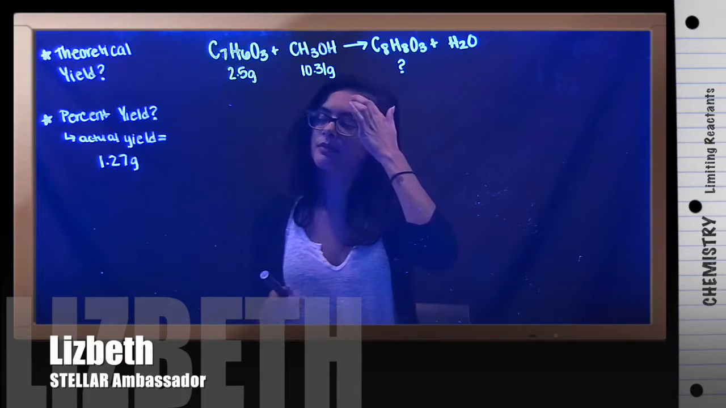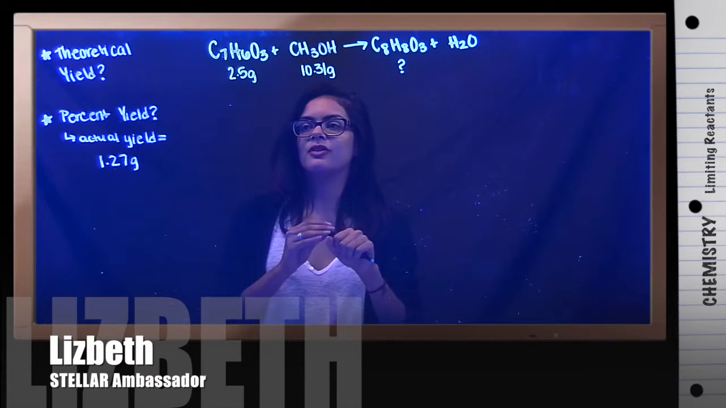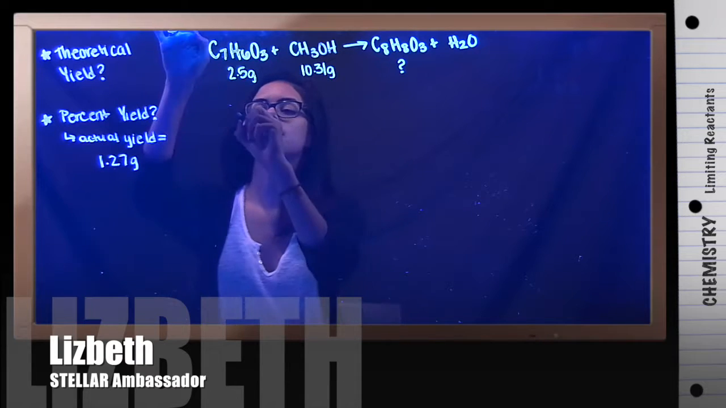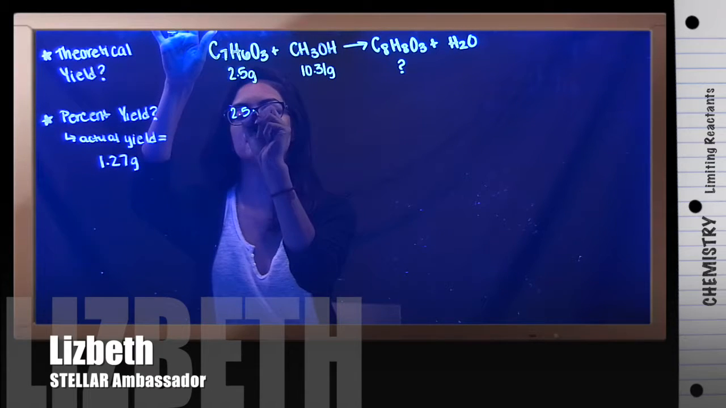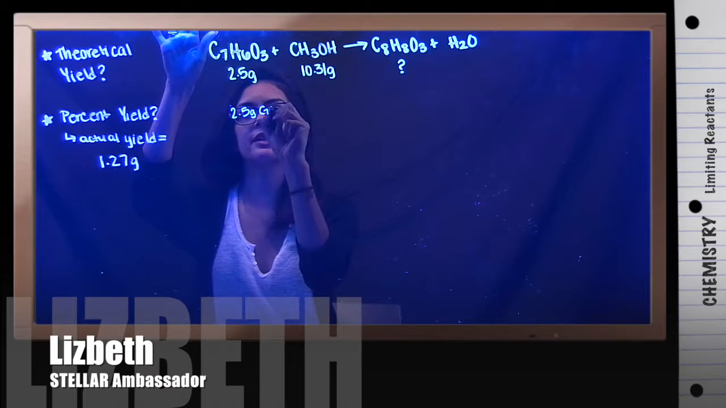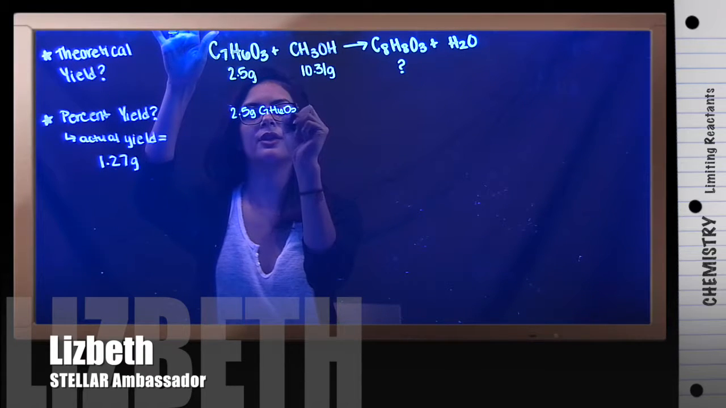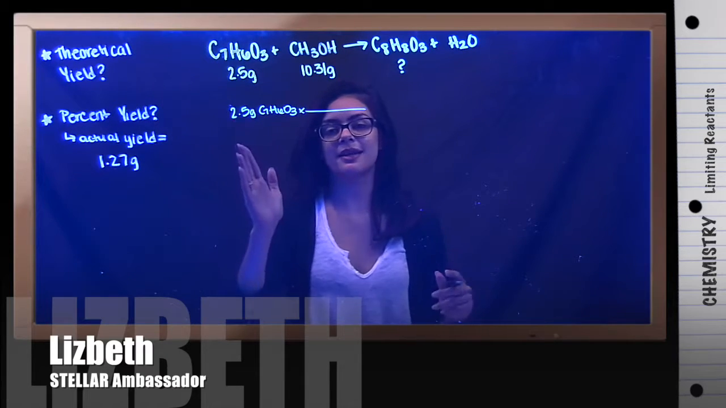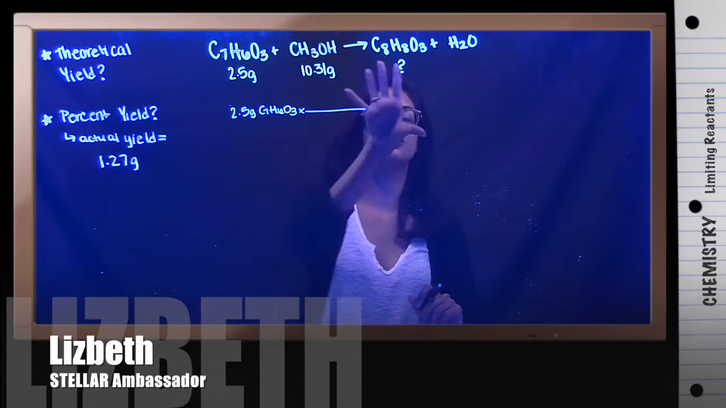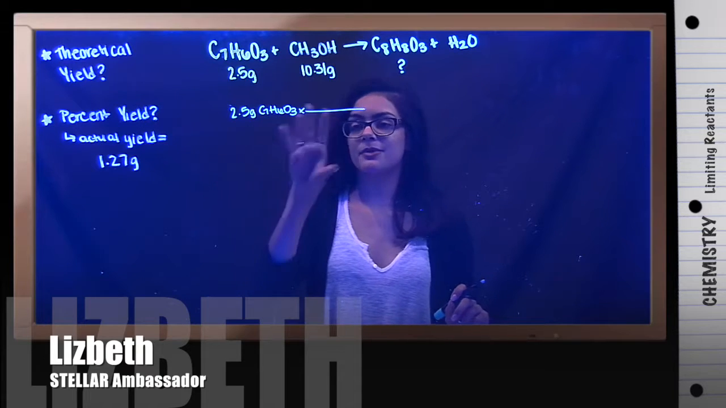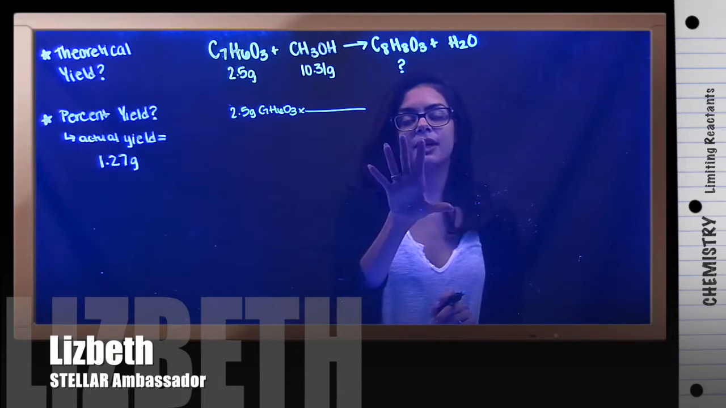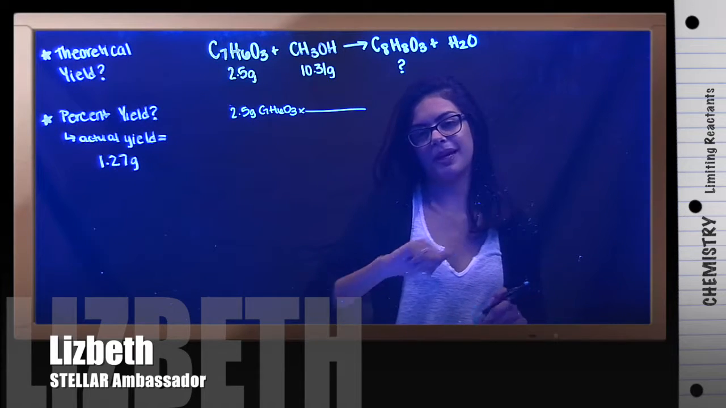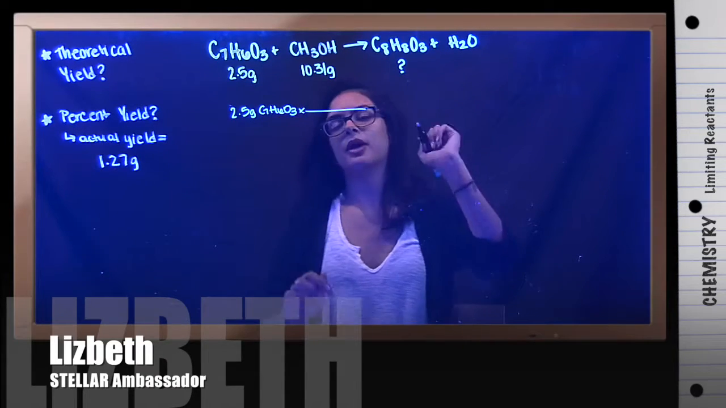So let's start. We're going to start off with the 2.5 grams of this guy right here. I believe this is salicylic acid. So 2.5 grams of C7H6O3. And we're going to convert that to moles. So this is basic stoichiometry. You're going to go from grams to moles to moles to grams. To go from grams to moles, you're going to use your molar mass. Then we're going to use our mole to mole ratio from our balanced equation. And then we're going to use the final molar mass to find the final grams of our product.